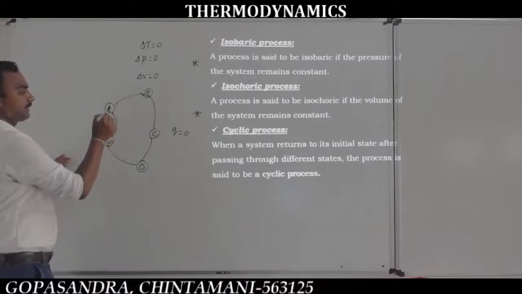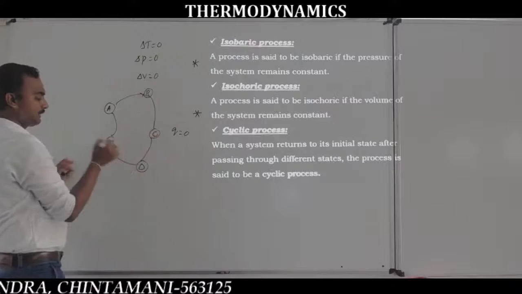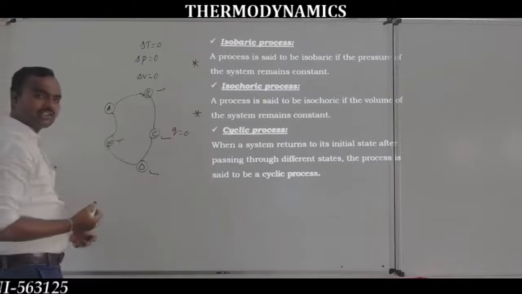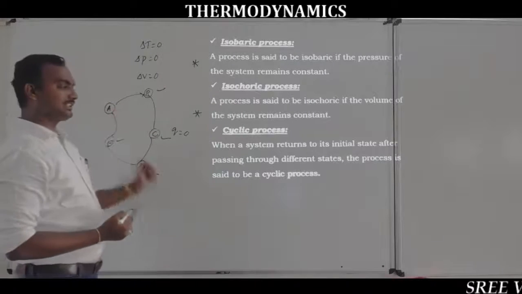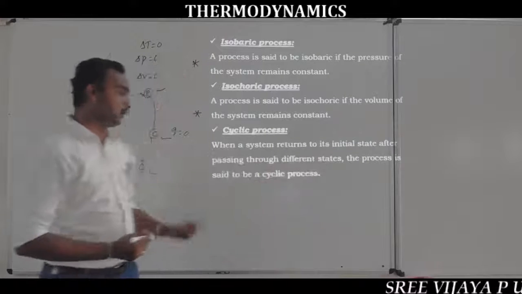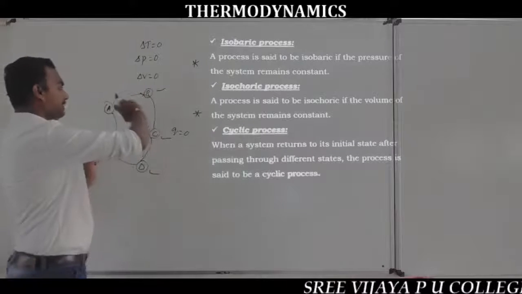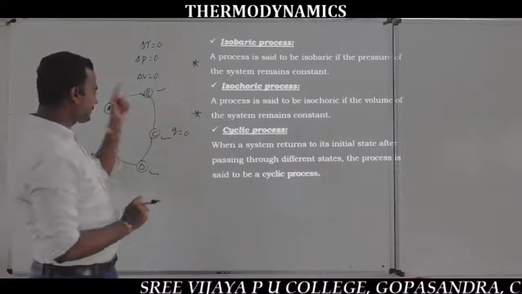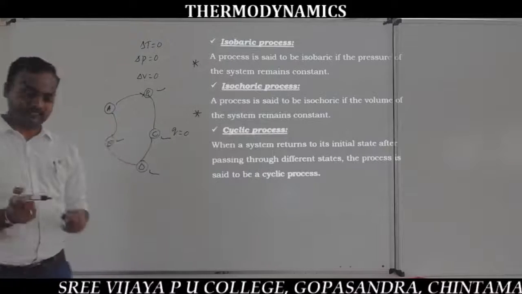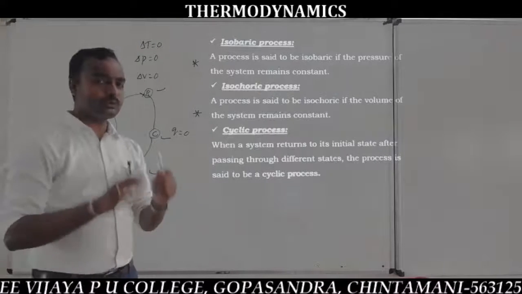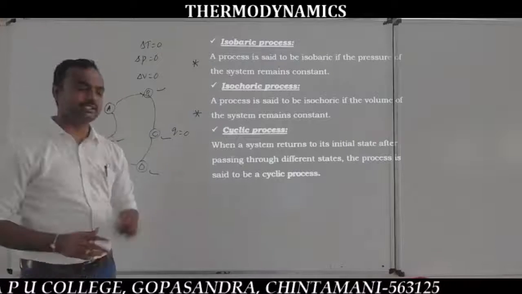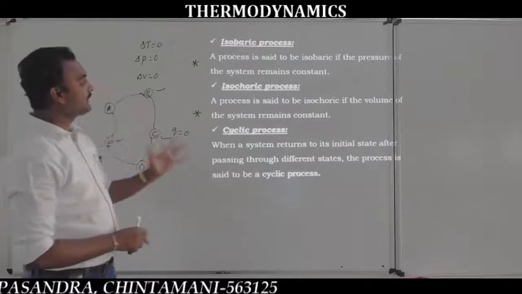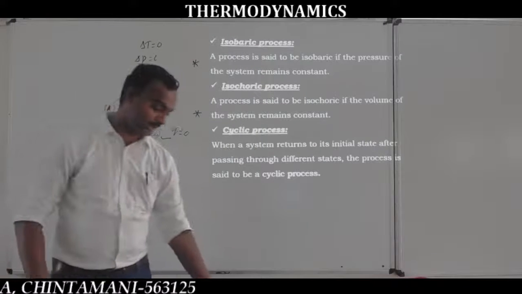So here the system goes from A to B, B to C, C to D, D to E, different states. B is one state, C is another state, D is one state, and E is also one state. So the system returns back to the initial state. After passing through all the different states, it came back to the same state, so that process is considered a cyclic process. That is, when a system returns to its initial state after passing through different states, that is called a cyclic process. So that's about isobaric and cyclic processes.